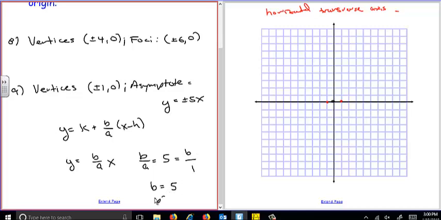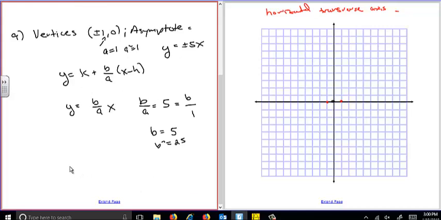So b squared is equal to 25. And we know that a, from here, a is equal to 1, so a squared is equal to 1. So the equation is going to be x squared over a squared, which is 1, minus y squared over b squared, which is 25, equals 1. So it's going to be a real narrow, kind of off-symmetric hyperbola.